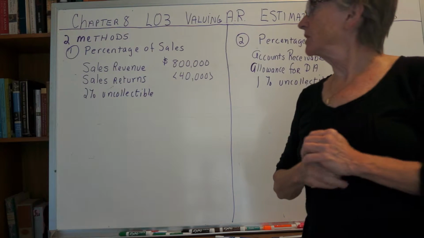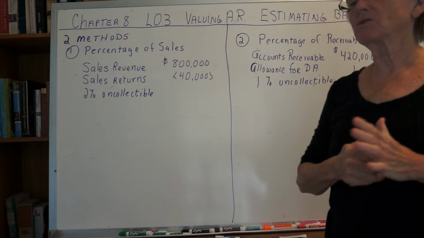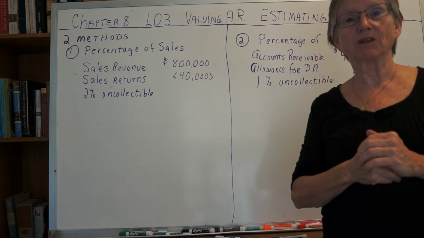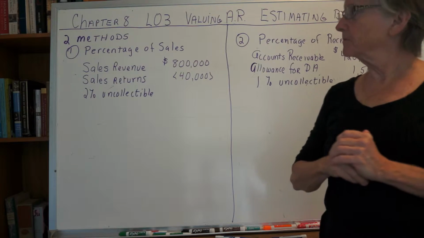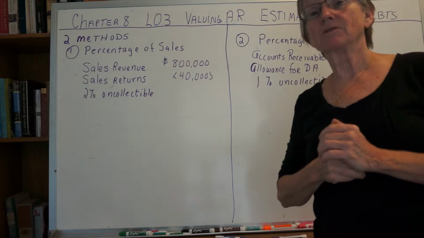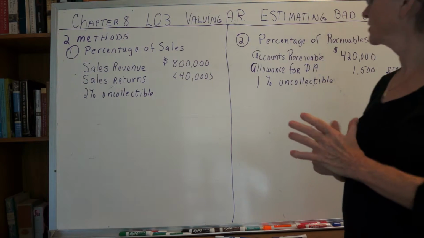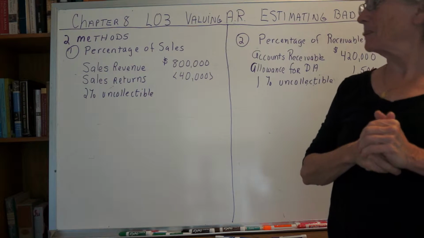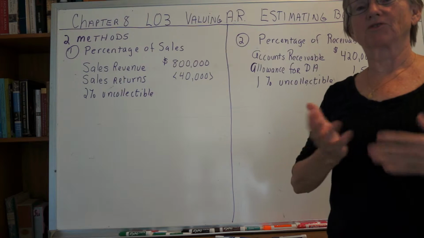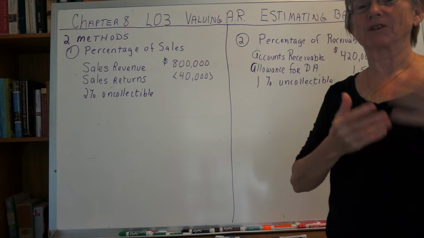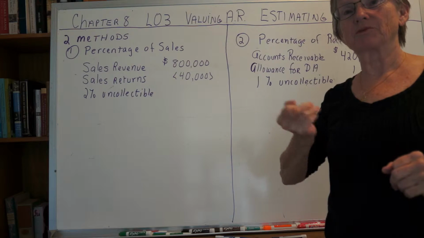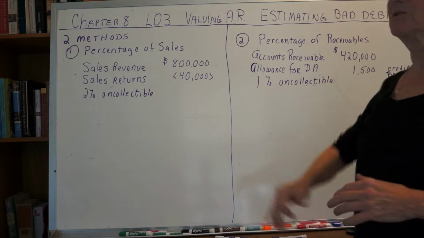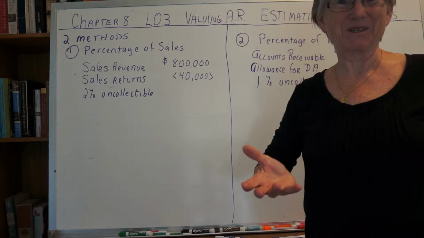So basically, we have two methods. One is based on the sales, and the other is based on the amount in accounts receivable. The percentage of sales method is an income statement based approach. The percentage of receivables is a balance sheet based approach. So if you think about the journal entry that you do with receivables, it's accounts receivable debit, sales revenue credit. Percentage of sales focuses on the sales side of that. Percentage of receivables focuses on the accounts receivable side.